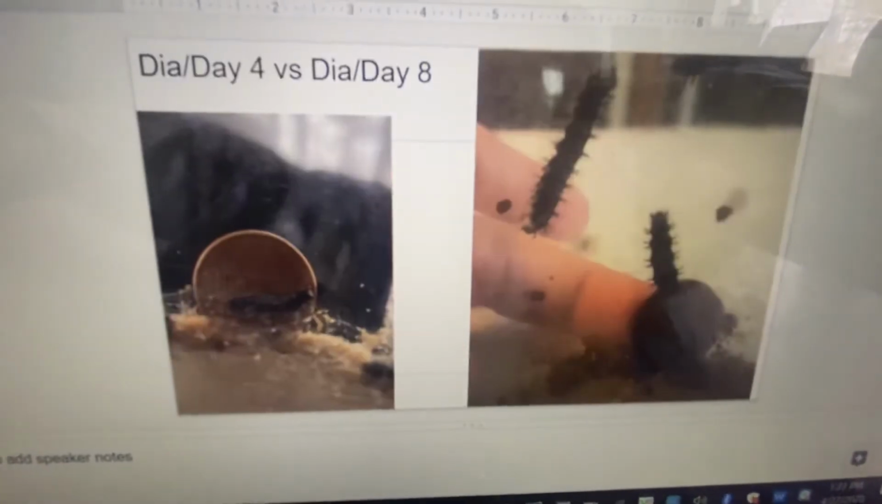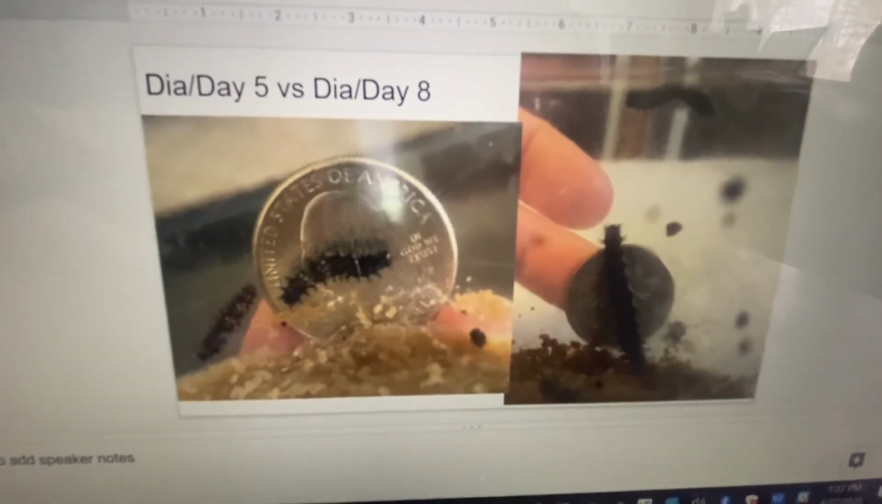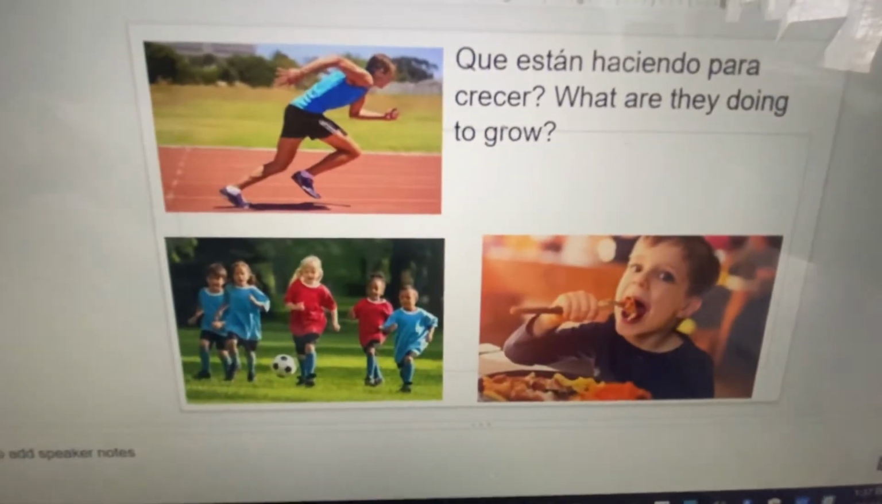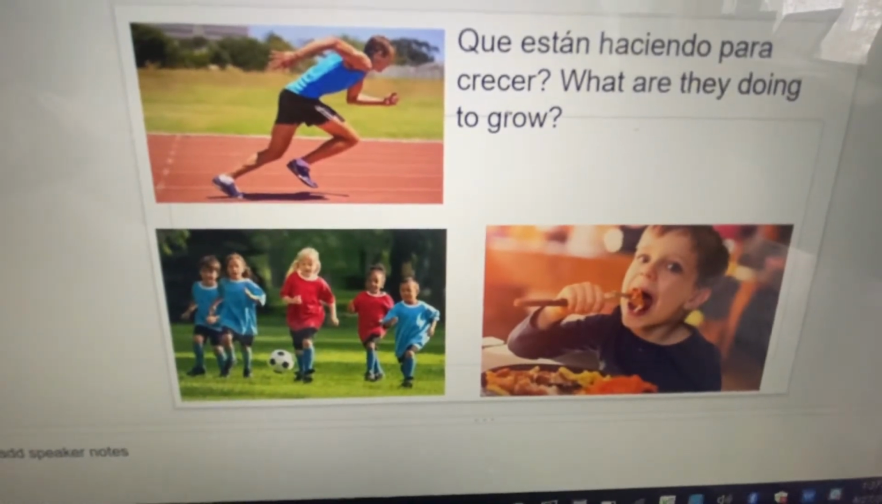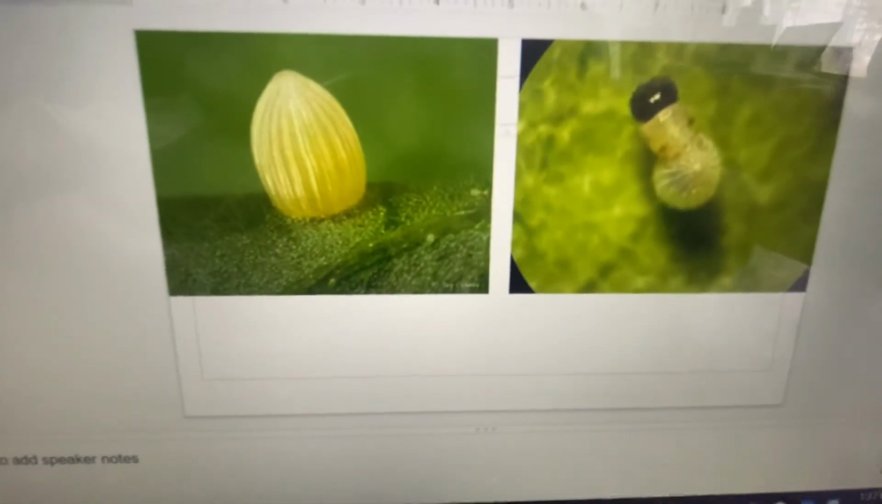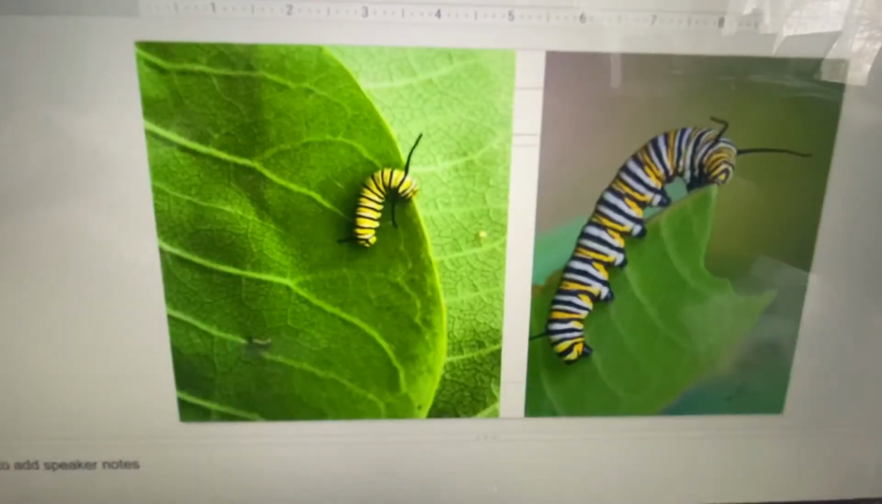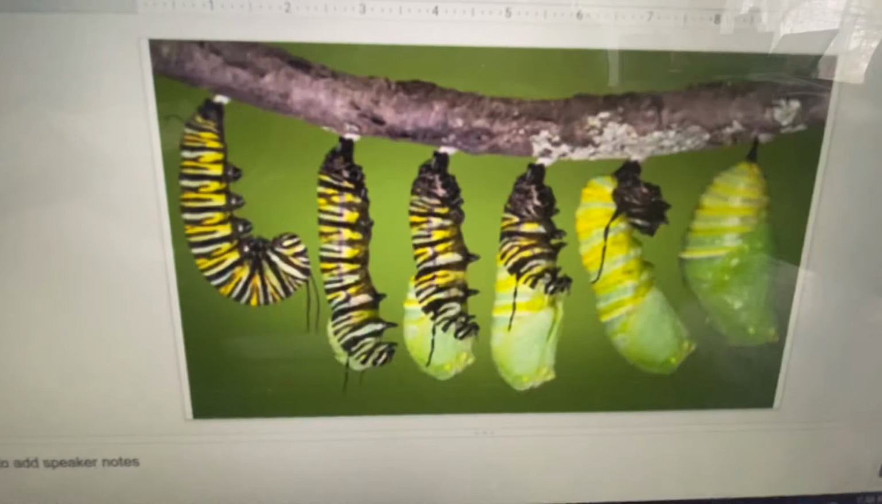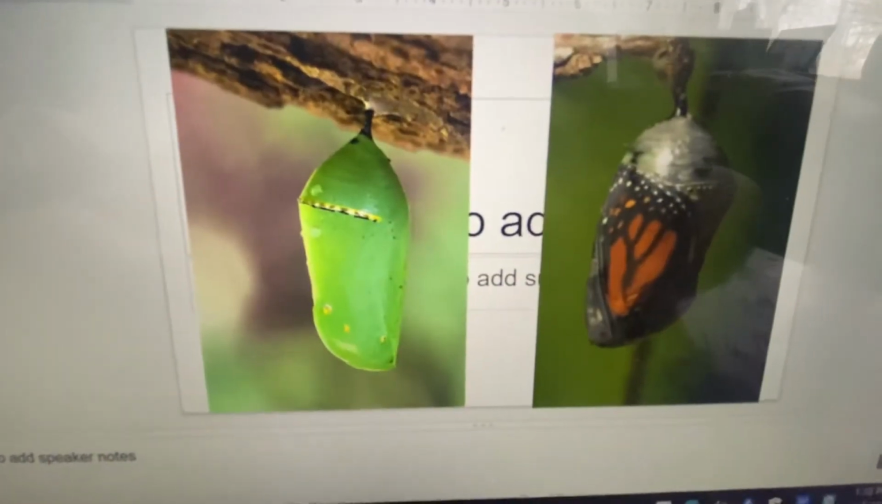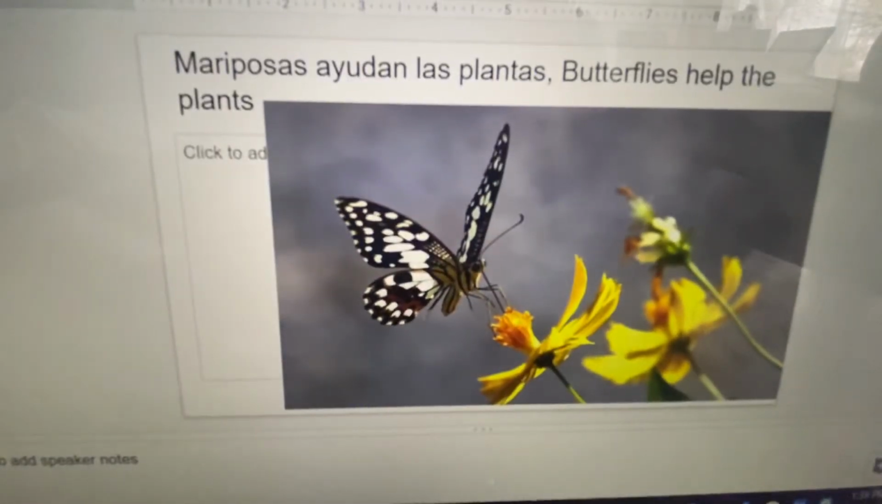We talked about, again, how they were growing. You see how he's bigger than the quarter now. What is he doing to grow? Was he running? Was he playing? Or was he eating? He was eating, right? That's what he's got to do here. He's got to eat and eat and eat to grow, to make his cocoon so he can change and turn into a butterfly.